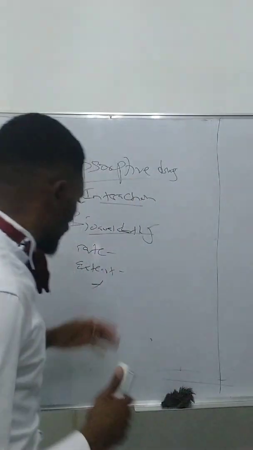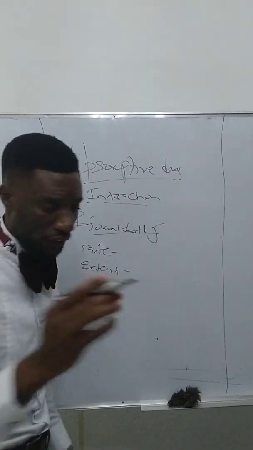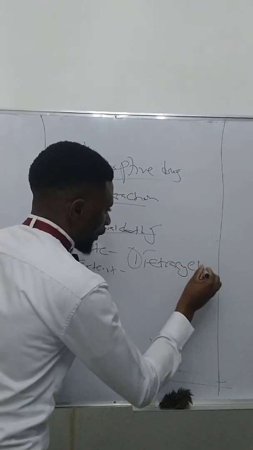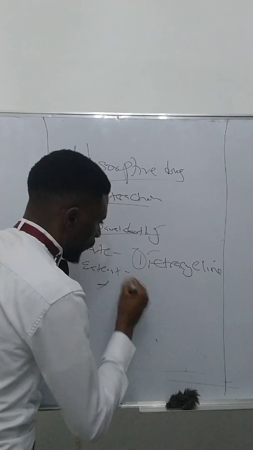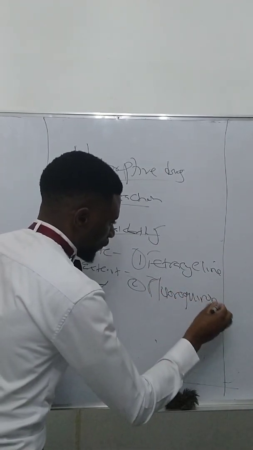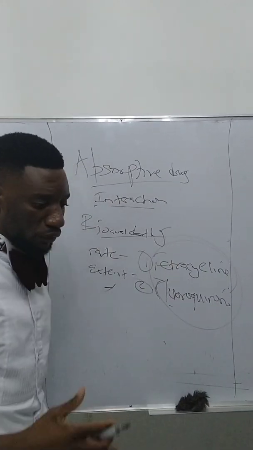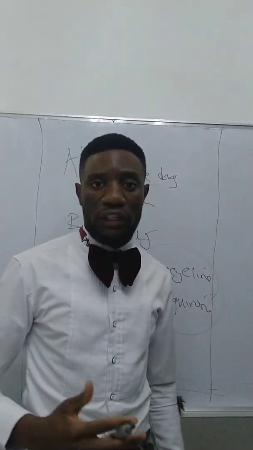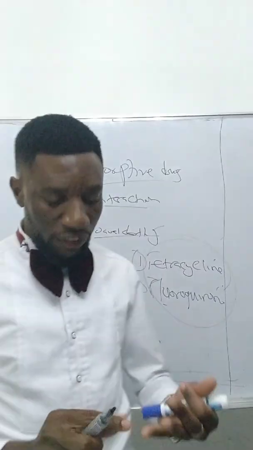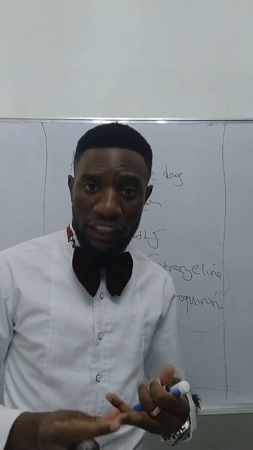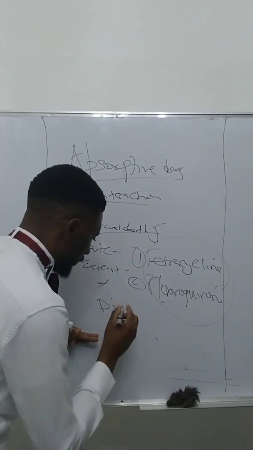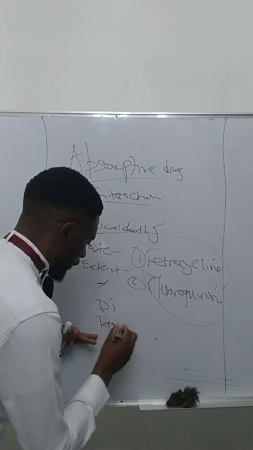So now let's give examples with two important classes of drugs. Number one, the tetracyclines, and also the fluoroquinolones. These two classes of drugs interact with a number of other drugs. For example, they interact with drugs that contain divalent and trivalent cations.